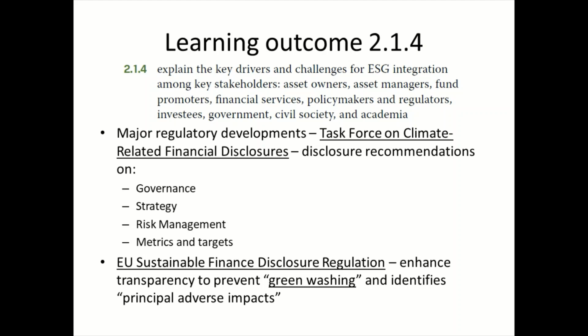So the first one is the so-called Task Force on Climate-related Financial Disclosures. This is a term that we met in the previous chapter. This TCFD has a number of disclosure recommendations on several issues like governance, strategy, risk management, and metrics and targets. A related regulation is from the European Union, called the Sustainable Finance Disclosure Regulation, also abbreviated as SFDR. It is aimed at enhancing transparency to prevent greenwashing and to identify principal adverse impacts.